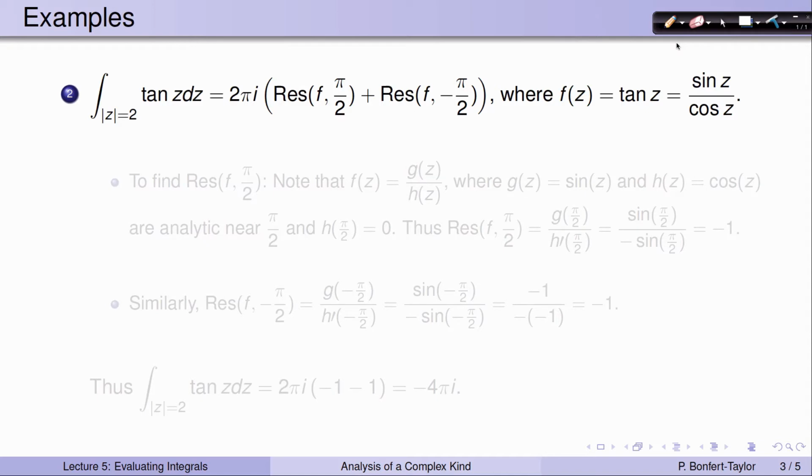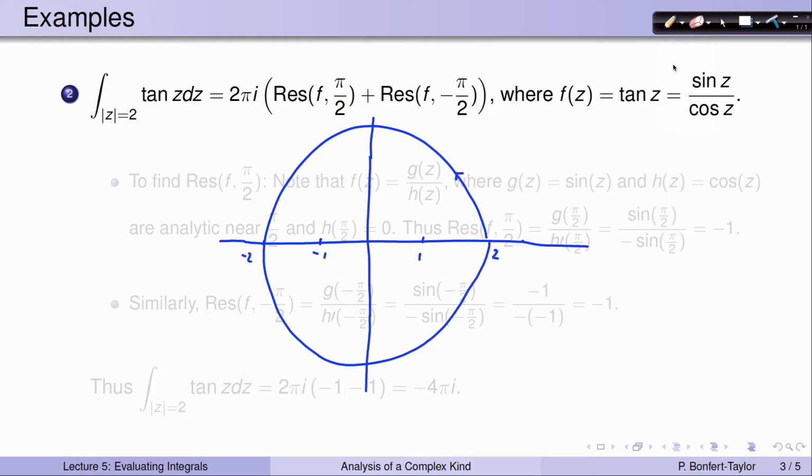Here's another example. Suppose we wanted to integrate the function tangent z over the circle of radius 2. Where are the isolated singularities of the tangent function? Tangent z is sine z over cosine z, which is analytic everywhere except where cosine z is equal to 0. But cosine z is equal to 0 at pi over 2, negative pi over 2, 3 pi over 2, negative 3 pi over 2, and so forth.